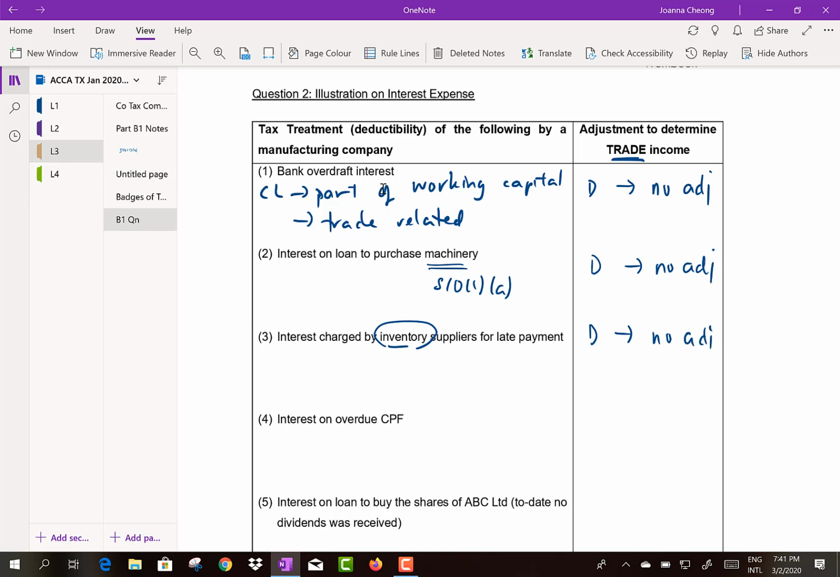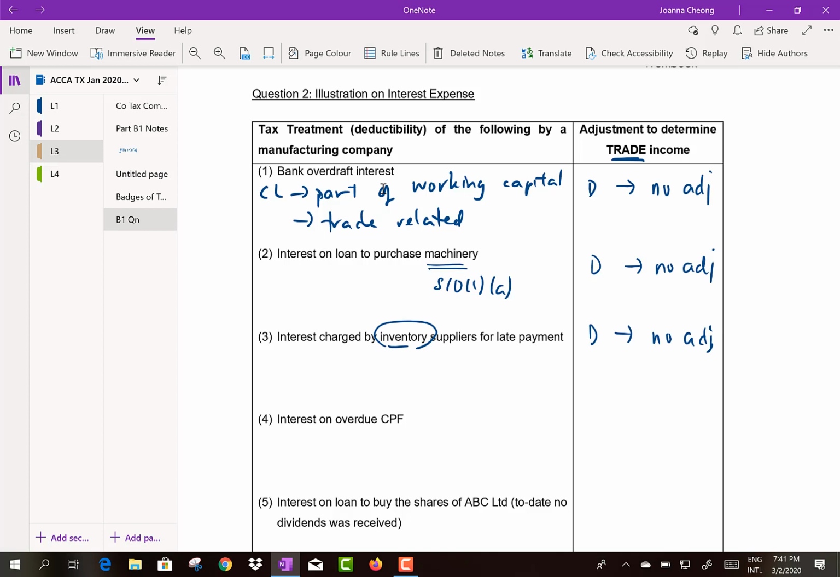Now, what if I turn the table around? I said that you sell to your customer on credit, but because the customer did not pay you on time, you charge them interest income, right? Possible, right? So the interest income that you earn from the customer is actually a 10(1)(a) income because it's linked to your trade. So you might want to take note because I have seen this appearing in exam a few times.